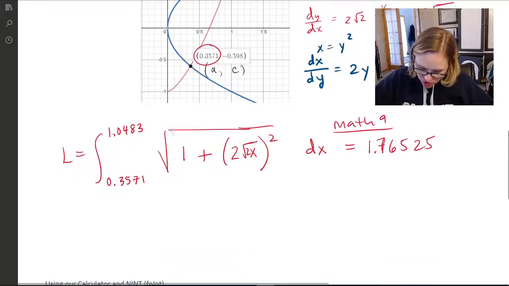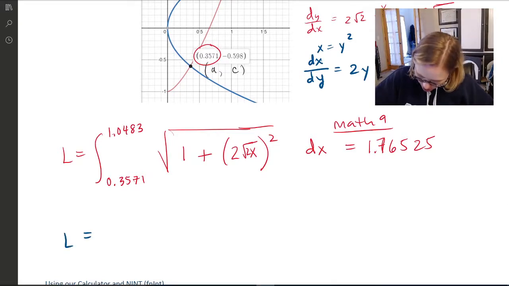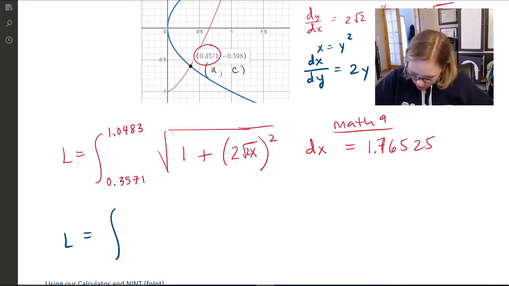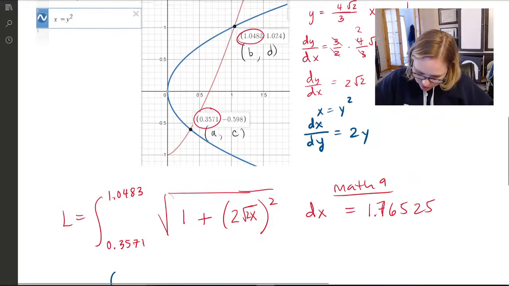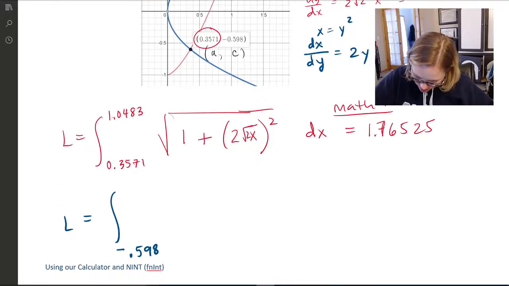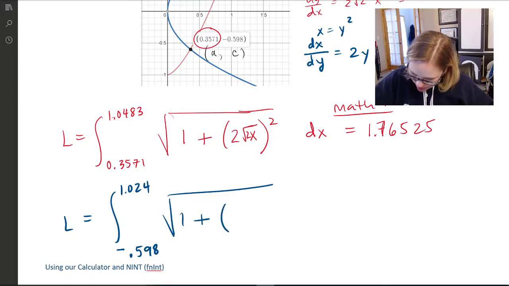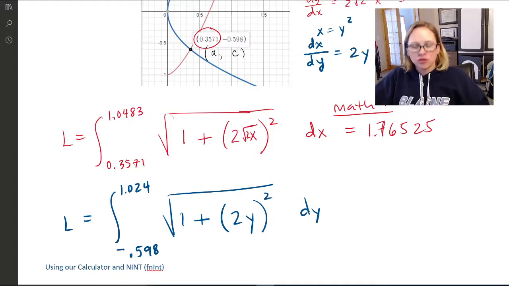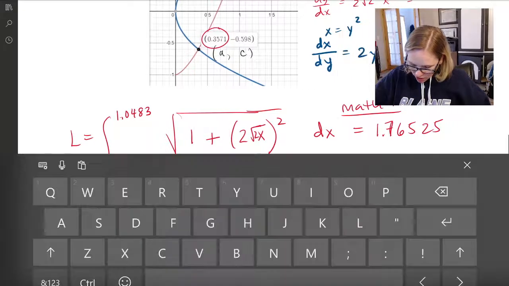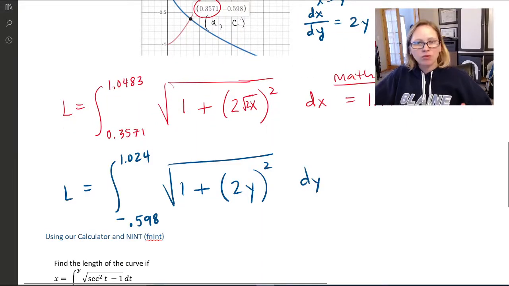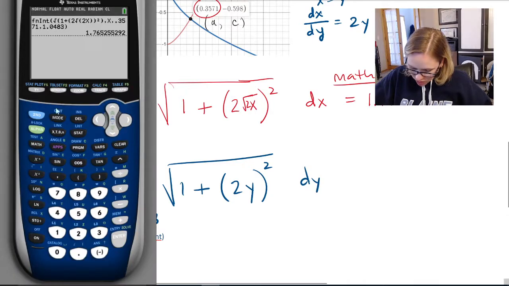So now let's do the length of curve for the other one. So this length, the blue length, is going to be from the y-coordinates negative 0.598 up to 1.024 times the square root of 1 plus, and then we're going to do 2y squared dy. Now notice it's just nice and simple. So when I use my calculator to evaluate this, I'm going to use the same process. I'm going to use the letter x though instead of y because my calculator really likes that.